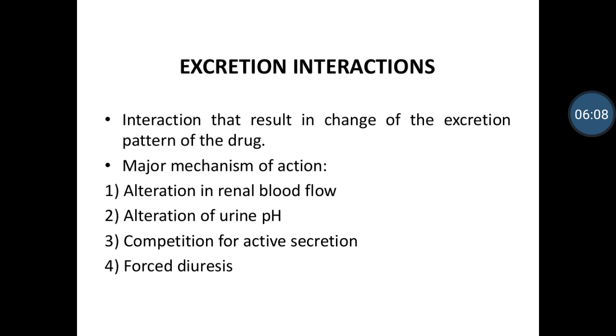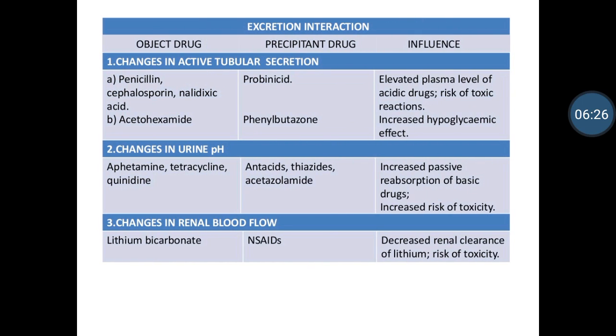Third, competition for active secretion, meaning how much of the drug is secreted. And then forced diuresis: if certain drugs are taken, they will produce forced diuresis and blood volume will be reduced. These are the types of excretion interactions. Examples are given as the object drug, the precipitant drug, and its influence, meaning the symptoms.